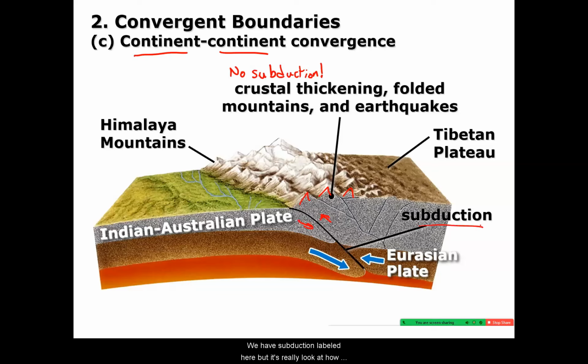So we have subduction labeled here, but look at how little is actually going on. Very little subduction can actually occur, and most of the motion ends up squishing these rocks together, generating very tall mountain belts. The Himalaya are currently the tallest mountains on Earth. The ancestral Appalachian Mountains were one of these continental boundaries, and so those mountains probably were as tall as the Himalaya are today, at least at their heyday about 200 million years ago.